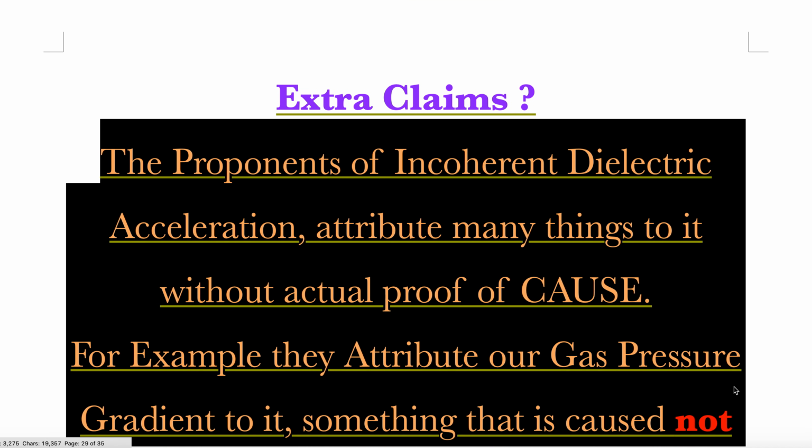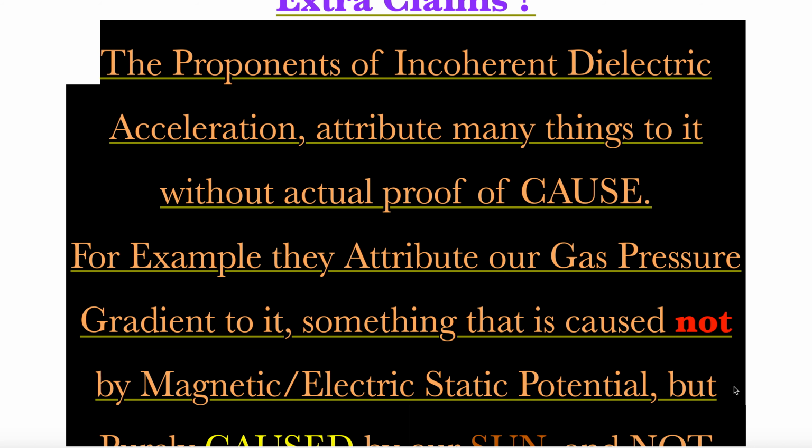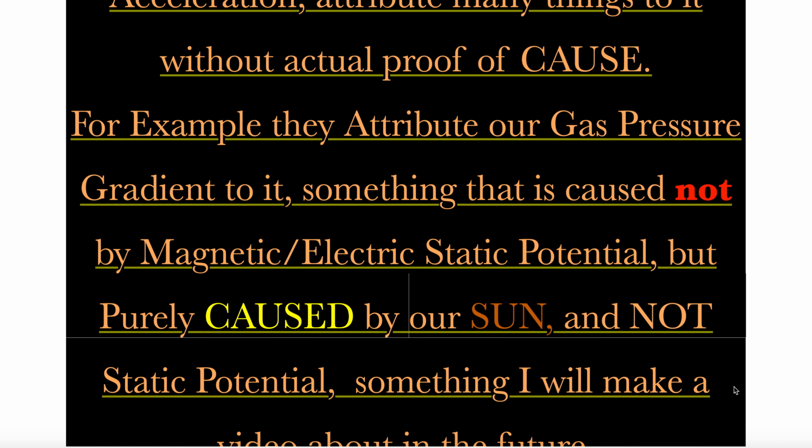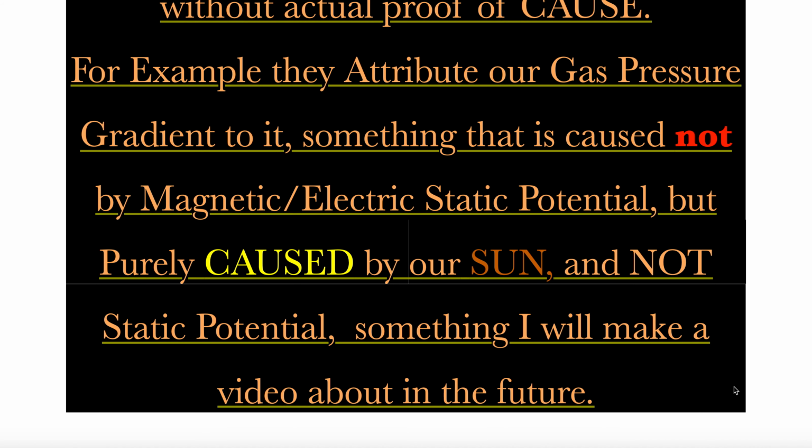Extra claims, right? These are some extra things that have been claimed from the proponents of incoherent dielectric acceleration. They attribute many things to it without actual proof of cause. You have to prove that it's the cause of the effect. For example, they attribute our gas pressure gradient to it, something that is caused not by magnetic electric static potential, but purely caused by our sun, and not static potential, something I will make a video about in the future.